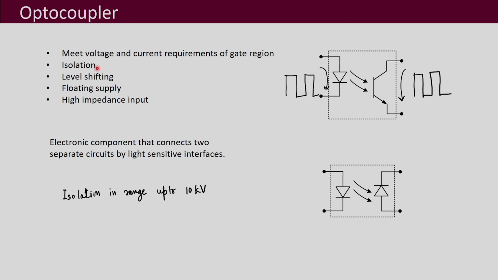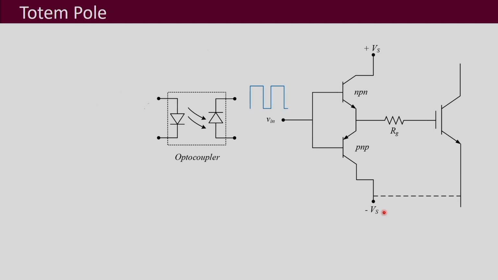So, the first requirement, the voltage and current requirements of the gate region, does not seem to be satisfied just by using this kind of an optocoupler, but yes, optical isolation can be provided. And when we say level shifting, yes, this can be connected to different voltage levels, so level shifting should be possible. But you do not see that the voltage and current requirements of the gate region can be met by just this kind of a transistor or diode. So then what has to be done for that?